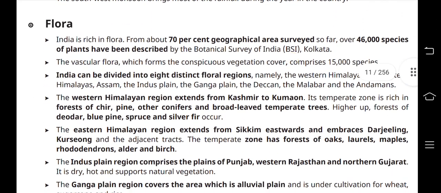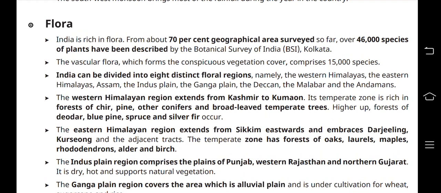Flora. India is rich in flora; from about 70% of the geographical area surveyed so far, over 46,000 species of plants have been described by the Botanical Survey of India, BSI, Kolkata. The vascular flora, which forms the conspicuous vegetation cover, comprises 15,000 species. India can be divided into 8 distinct floral regions, namely the Western Himalayas, the Eastern Himalayas, Assam, the Indus Plain, the Ganga Plain, the Deccan, the Malabar, and the Andamans.